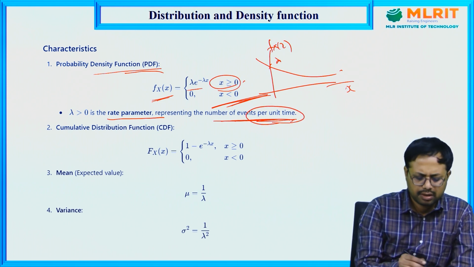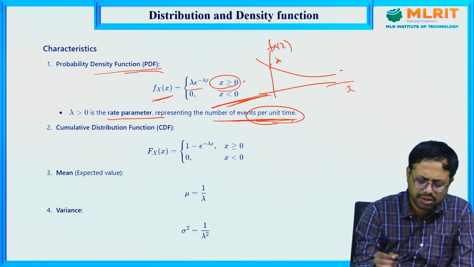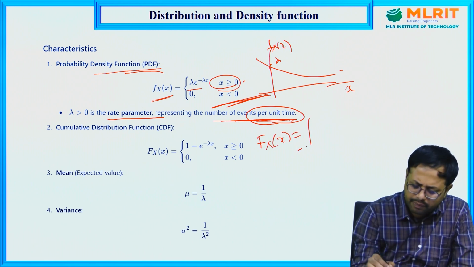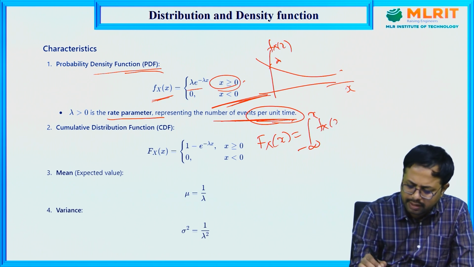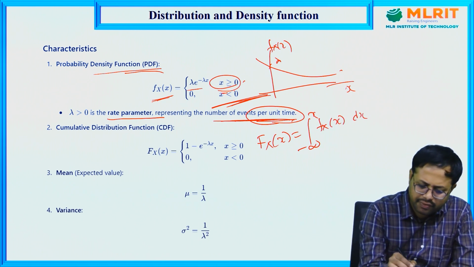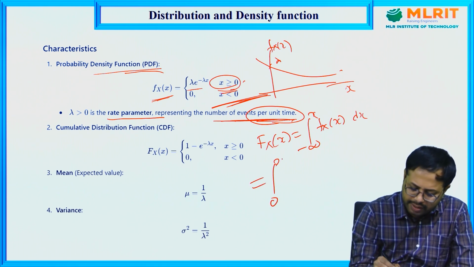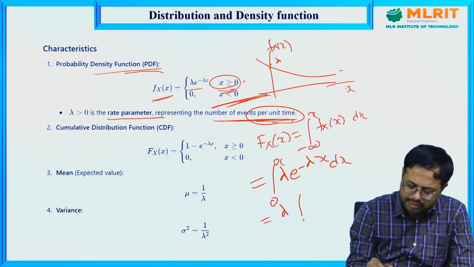Now similarly, if you know the density function, the distribution function is very easy to calculate. Just use the formula, integral from minus infinity to x of fx of x dx, where x is greater than or equal to 0. Then you get the integral from 0 to x of lambda e power minus lambda x dx. Lambda is constant, take it outside: lambda times the integral from 0 to x of e power minus lambda x dx.